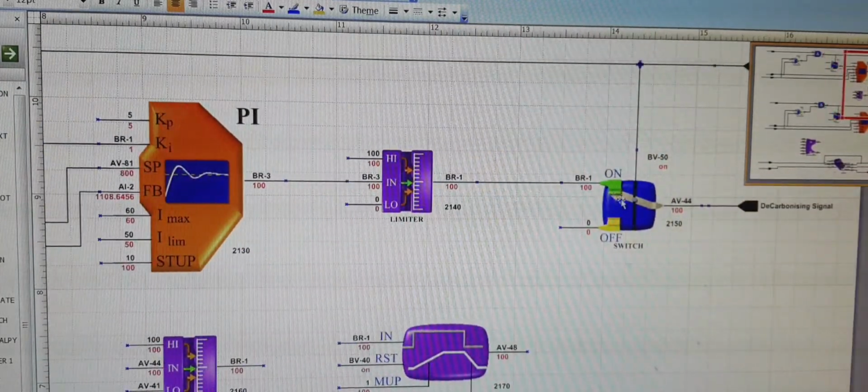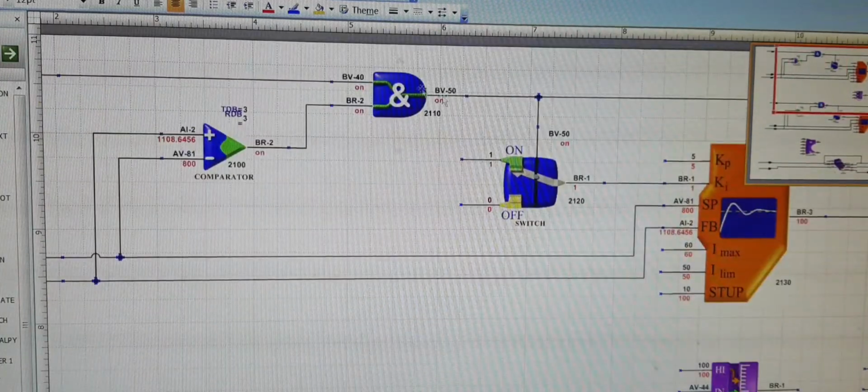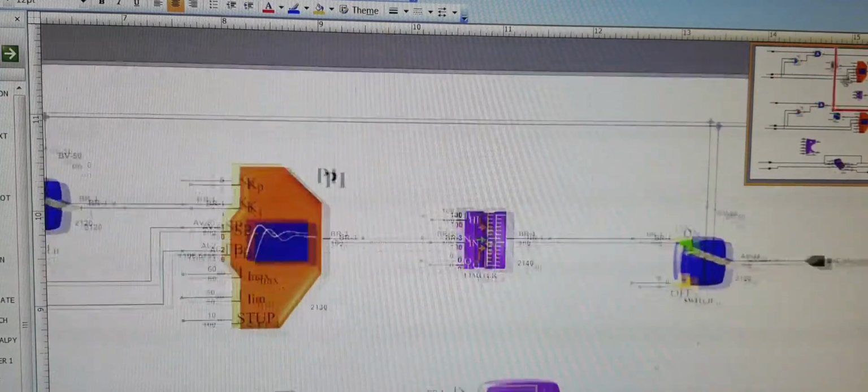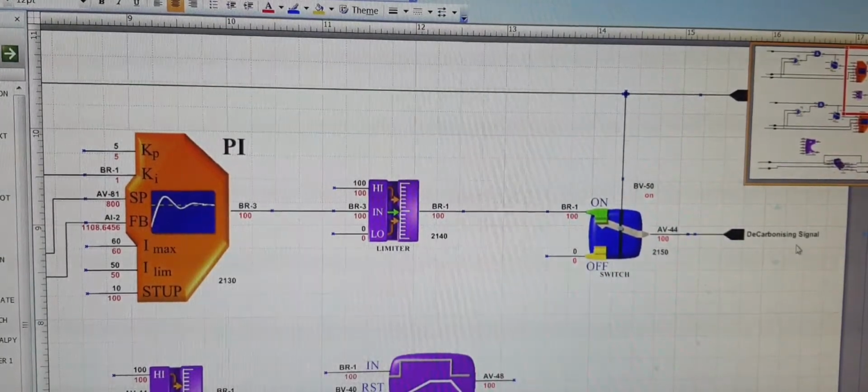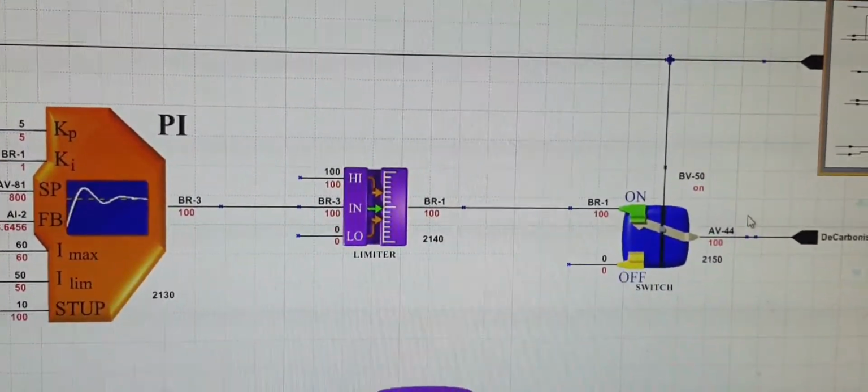As you can see, it immediately turns on the switch because this is BV50. Again, that's the same condition we're using, that the system is calling for full ventilation, and it gives us a decarbonizing signal. If you can see here, what we have is a decarbonizing signal.